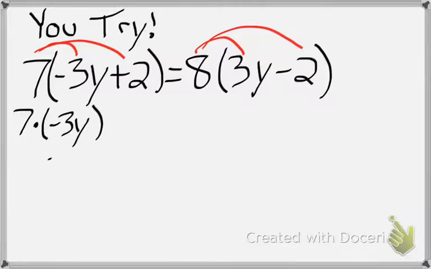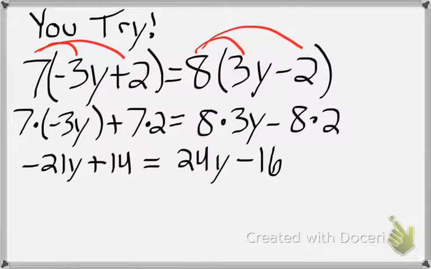I'm just going to hit pause to write that out. Alright, if you use the distributive property on the left side, you end up with negative 21y plus 14. On the right side, you get 24y minus 16. Now we're going to apply the same skills. We're going to move the smaller variable towards the bigger one first. The smaller one's the negative one, so we're going to add 21y to both sides.